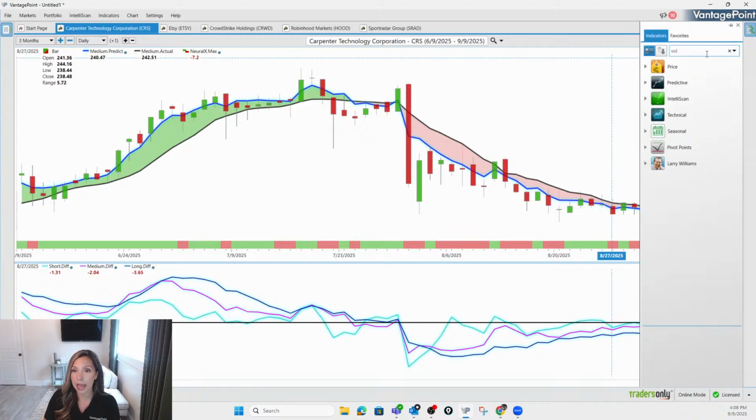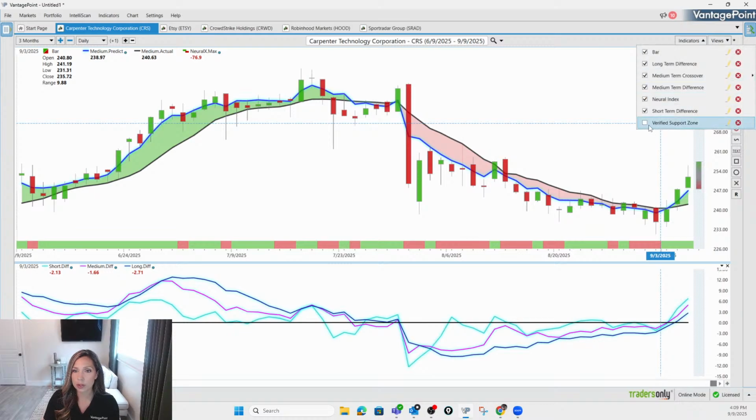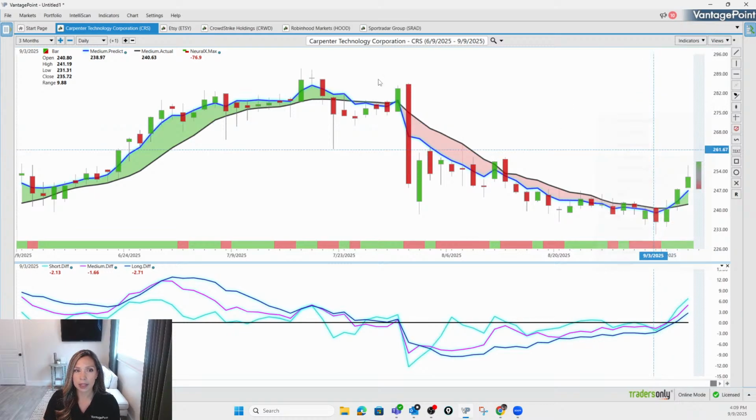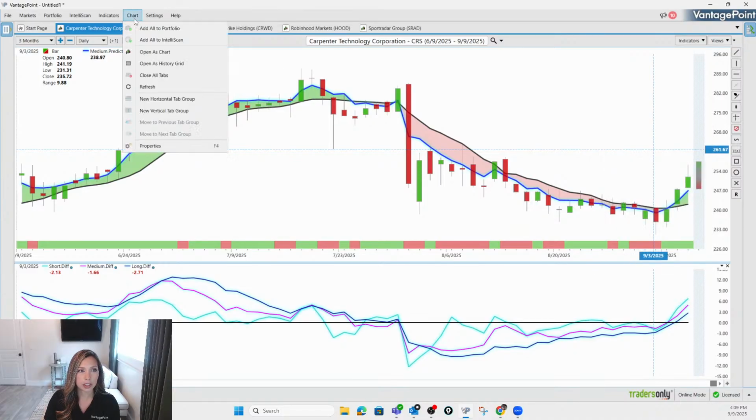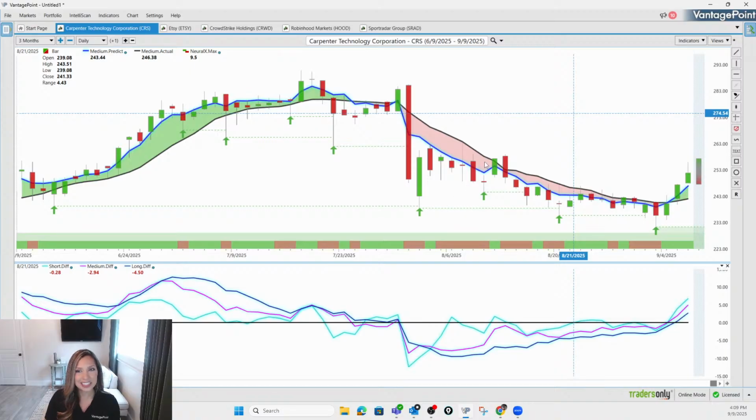So I'm just going to go ahead and pull up that support. Oops, it helps if you spell it correctly. There we go. So we can actually put on that verified support zone. So let's go ahead and add our support zone onto the chart here. Let me just do a quick refresh here, guys. Sorry about that. Gotta love going live when your indicators apply. There we go. All right, a quick refresh will do it just fine.